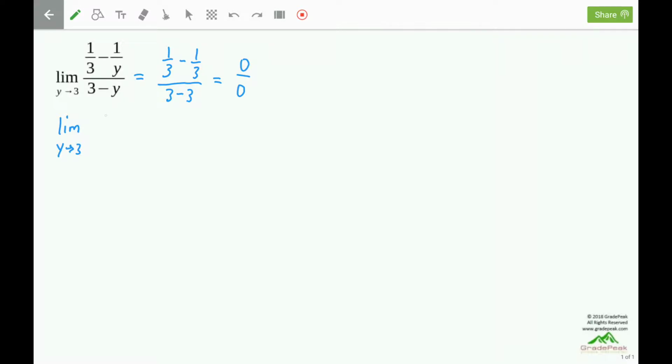In the numerator, I have two fractions. One has a denominator of 3 and one has a denominator of y. The common denominator will be 3 times y. I'm going to multiply the first one by y over y and the second one by 3 over 3, forms of 1, so we do not change the value, just the form. In the denominator, we're going to leave the 3 minus y alone.